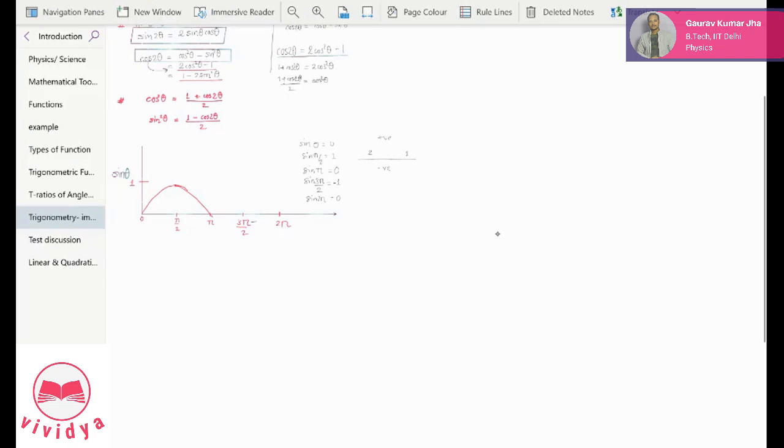Then this goes down, meaning now the value will go negative. It will become negative maximum or minimum. Basically minimum value is -1, and then at 2 pi again it will become 0, and the same thing will be repeated again and again. That's what we say sine wave. Okay, so this is how sine theta looks like.